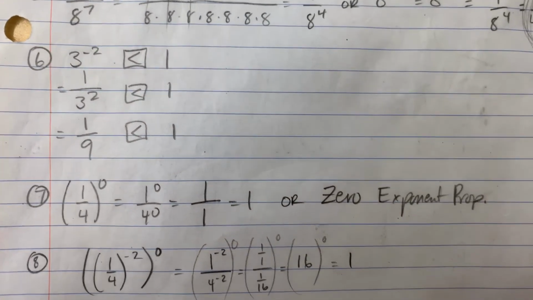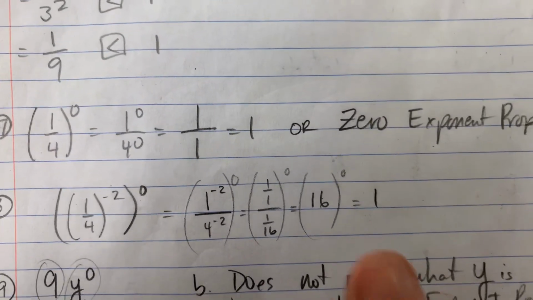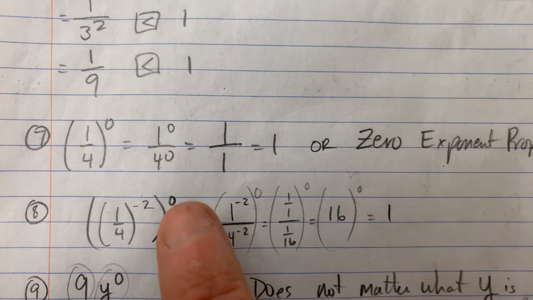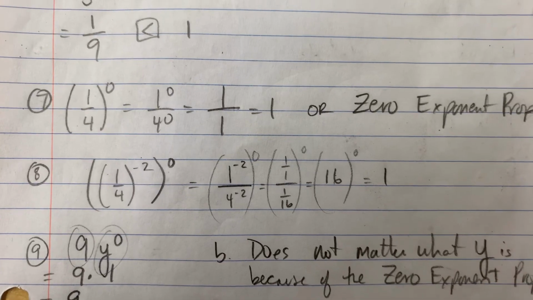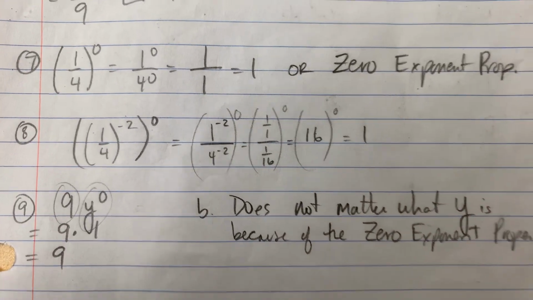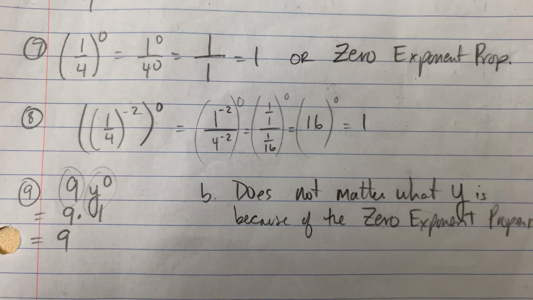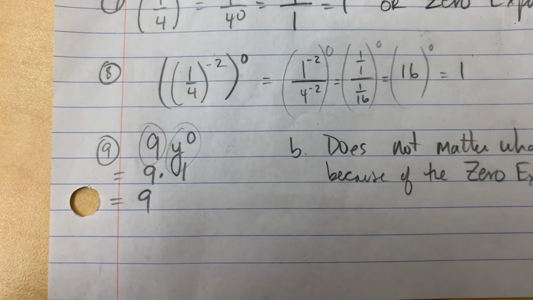Ooh, my favorite problem is number 8. You should have skipped all of this work. Anything to the 0 power becomes 1. If your outermost exponent is a 0, just skip to the answer. I really like number 9 as well. That's it. That was 3-5 in under 12 minutes.